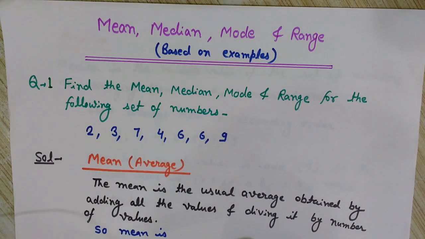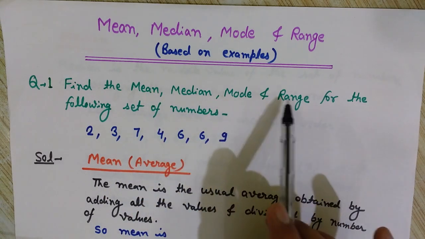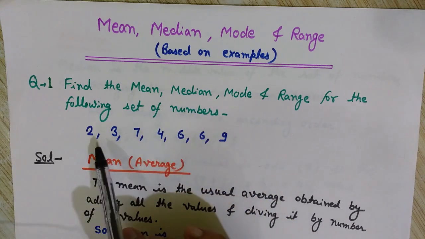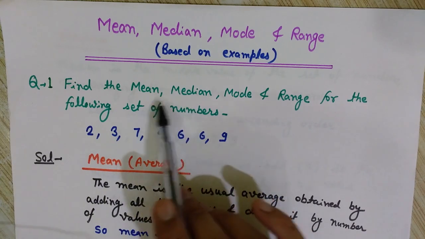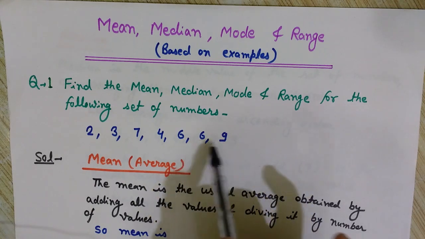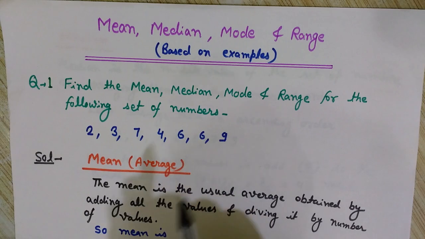In the last video we discussed standard deviation and variance. If you want to know what we mean by standard deviation and variance, then you can watch my previous video. We will understand the concept of mean, median, mode and range with the help of these two examples. So let's take this first example. We need to find all these four values, mean, median, mode and range, for this set of given numbers. These numbers are 2, 3, 7, 4, 6, 6 and 9.